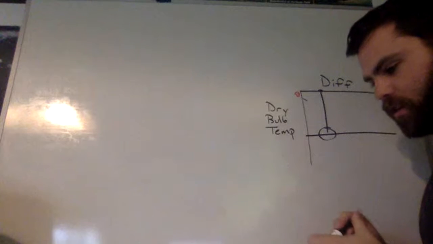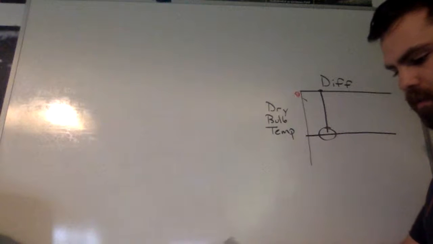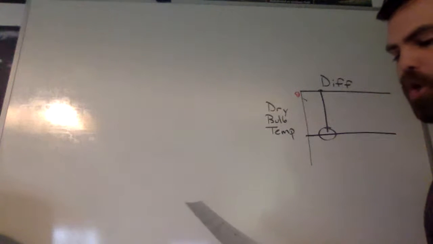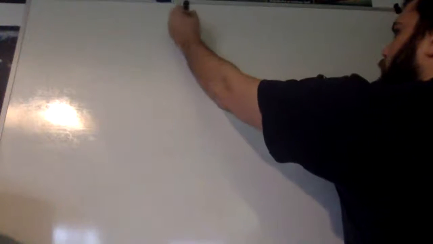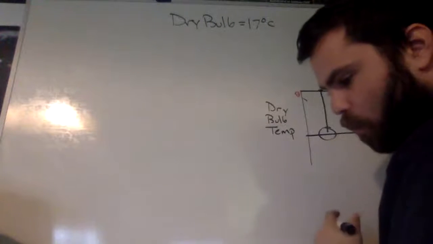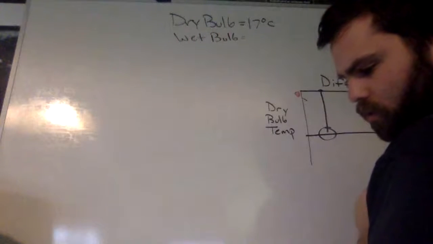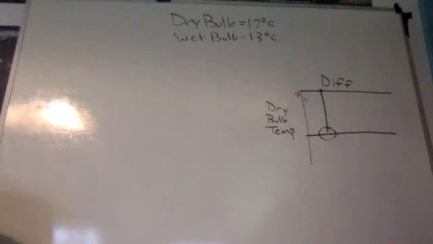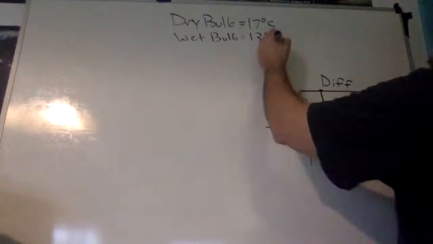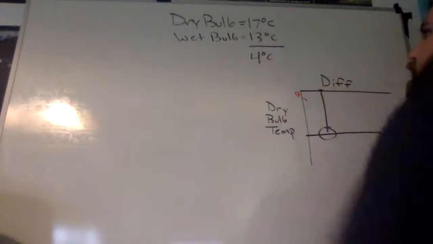For the next one, I want you guys to look at the 9th one down. So the dry bulb, it says it's 17 degrees Celsius, all right? So for this, the dry bulb equals 17 degrees Celsius, and the wet bulb equals 13 degrees Celsius, okay? So that's ours right now. The first thing we got to do is find the difference, okay? So 17 minus 13, 4 degrees Celsius. That's the difference.